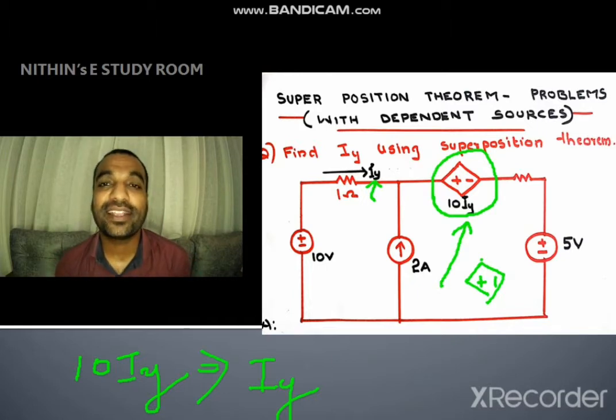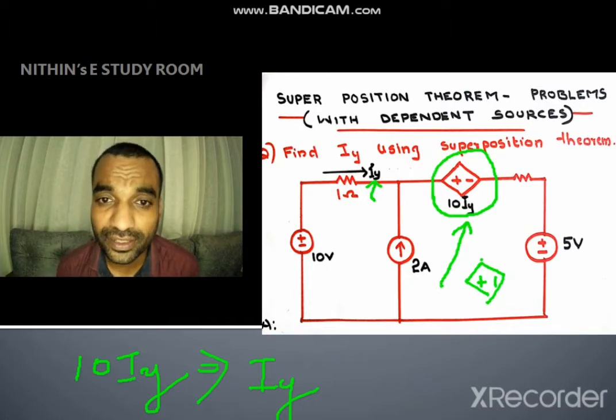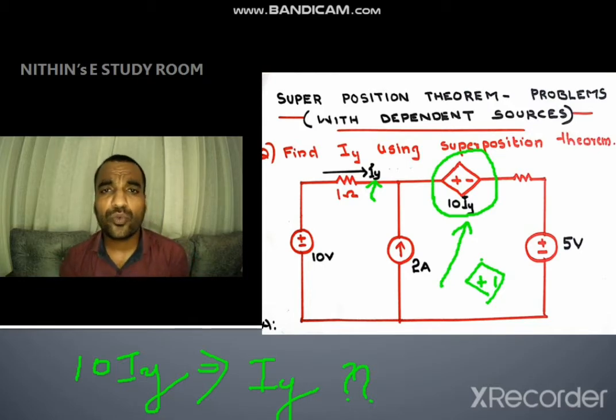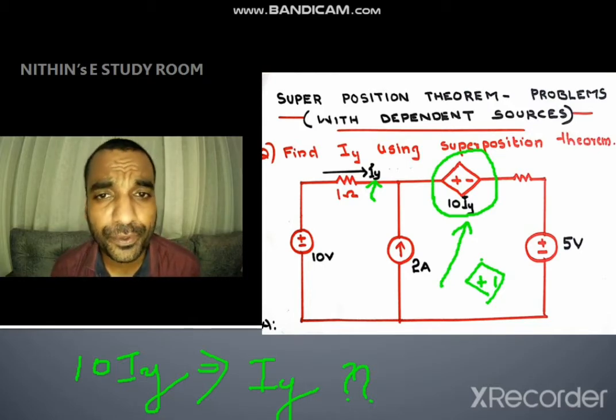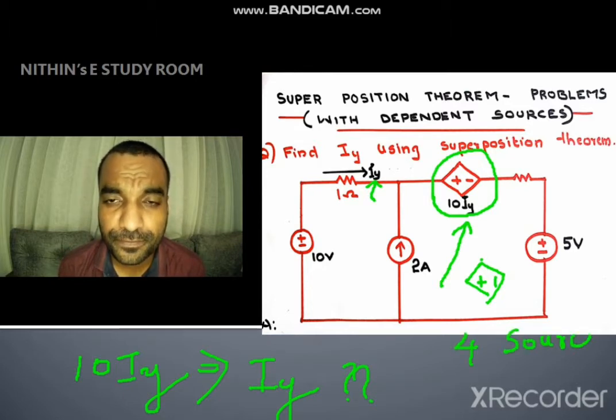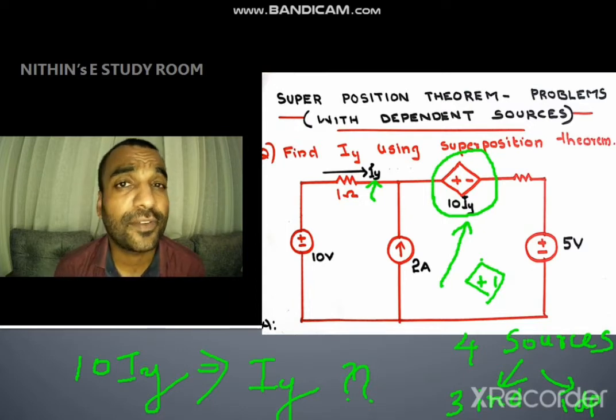Now what is the question? The question is to find IY using the superposition theorem. So you have to find IY. Now we are going to solve this problem using the superposition theorem. I already told you that as we have four sources, three are independent and one is dependent.